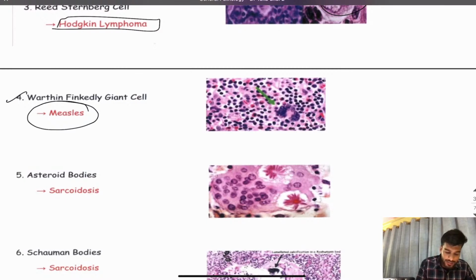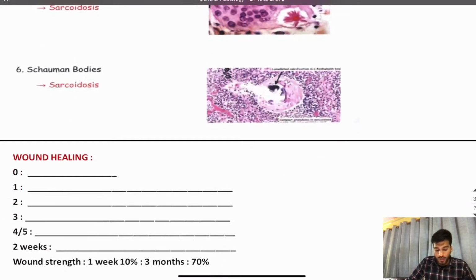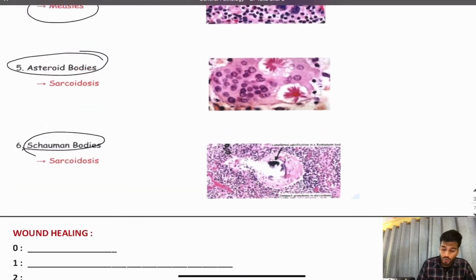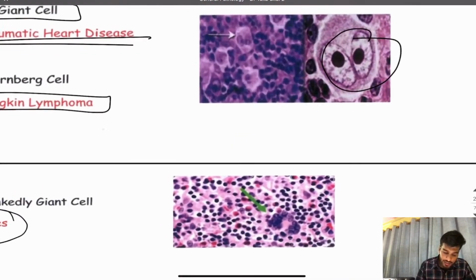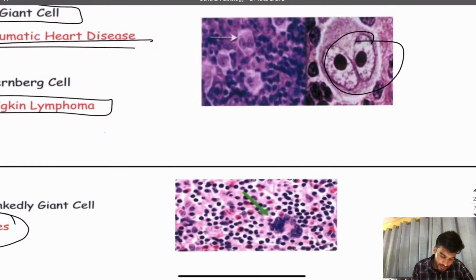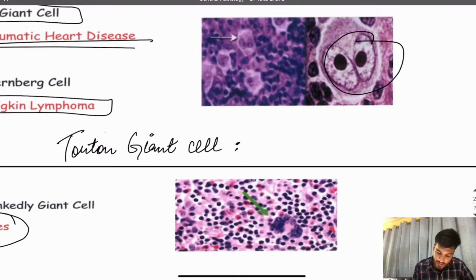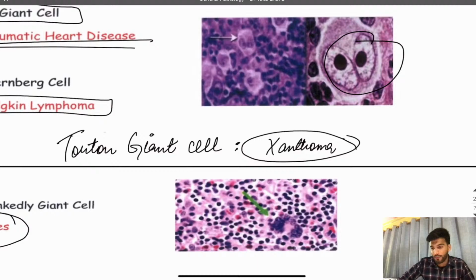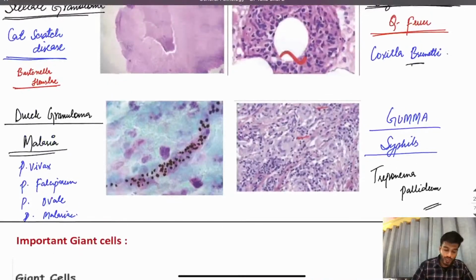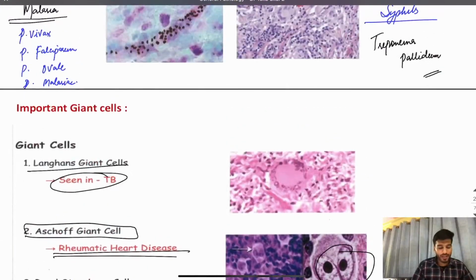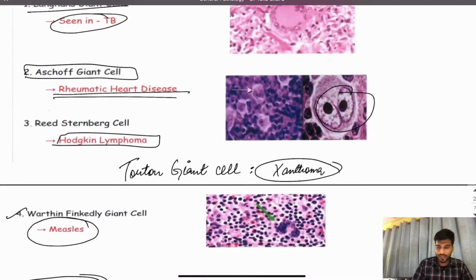So what are the giant cells? Warthin-Finkeldey giant cell. In sarcoidosis we have bodies called asteroid bodies and Schaumann bodies. Okay, one more giant cell guys, remember, we have a Touton giant cell seen in xanthoma. Touton giant cell, where is it seen? In xanthoma. Good. So this was all about giant cells. Repeatedly guys, you have already studied these giant cells multiple times.